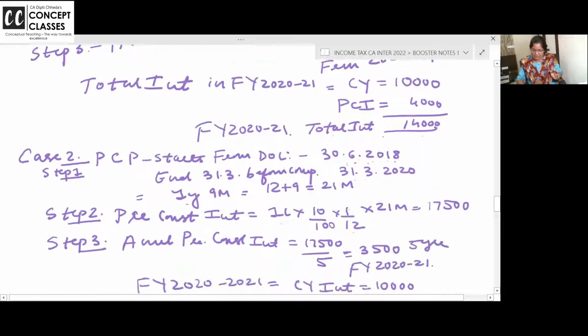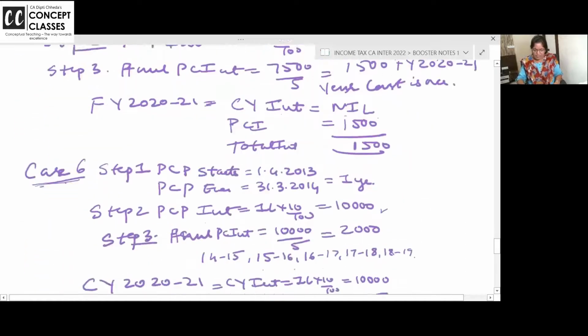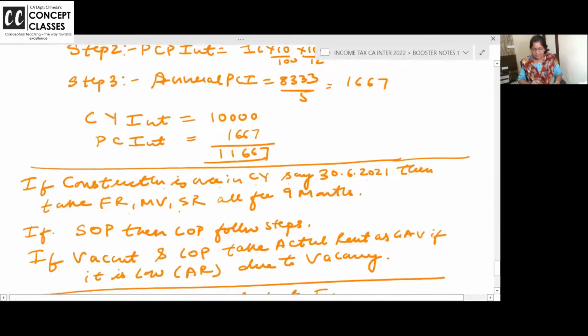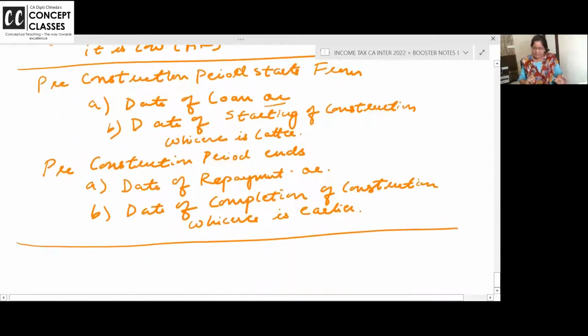So current year's interest, we have solved case 1, case 2, case 3, case 4, case 5, case 6. So nice, all these cases. You have also added. See, this is the gist.